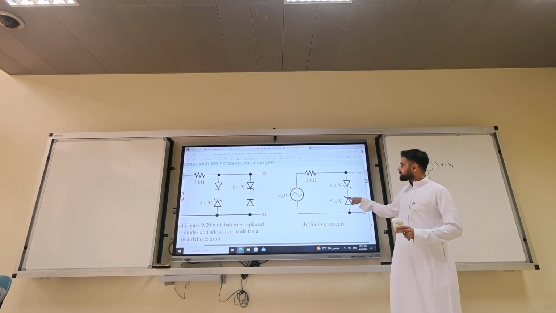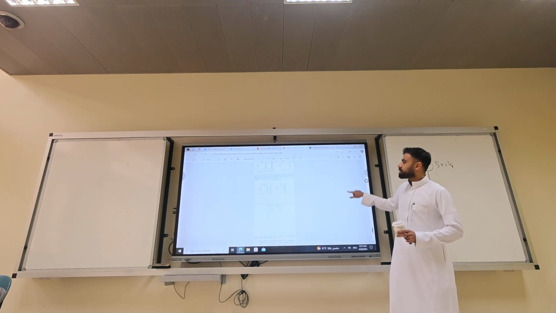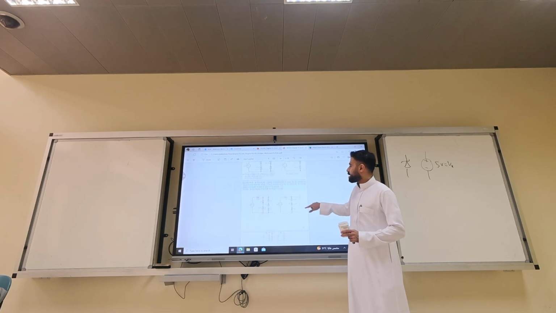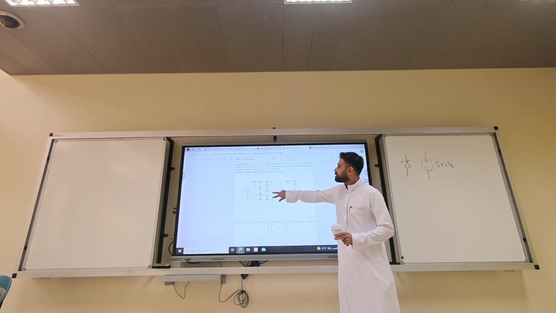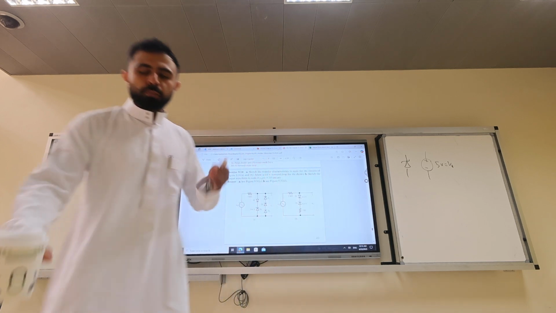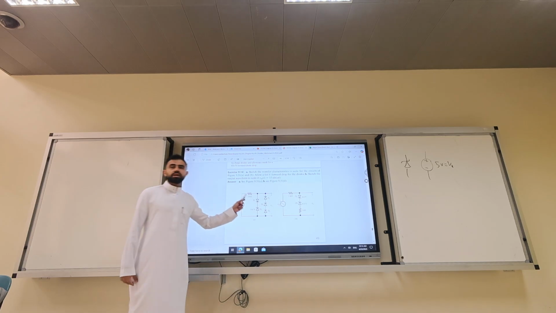If you put two Zeners facing each other, at the positive cycle of the AC, one will act as forward, one as reverse. The negative cycle, one is reverse, the other is forward. And we solved some examples. So let's solve another example here. These examples are a bit more important. Why? Because these are the ones that we see in the old exams.